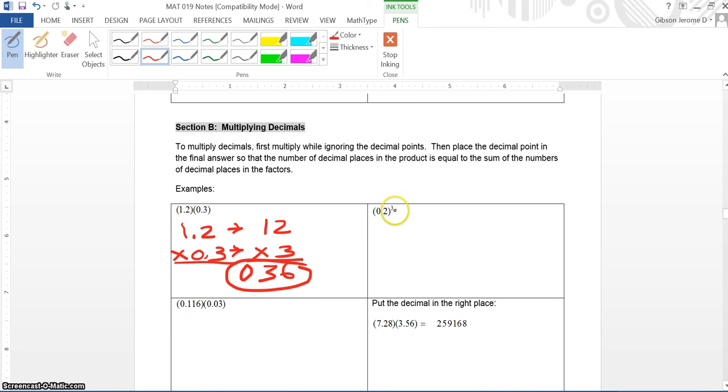Now we go here, we have 0.2 to the third power. That's 0.2 times 0.2 times 0.2. Now, if we drop the decimals, that would be 2 times 2 times 2. We know that 2 times 2 times 2 is 8. But we have to go back here and count how many digits we have behind the decimal. We have 1, 2, 3 digits behind the decimal. So our final answer must have 3 digits behind the decimal. So it'll be 0.008, and that will be our final answer.